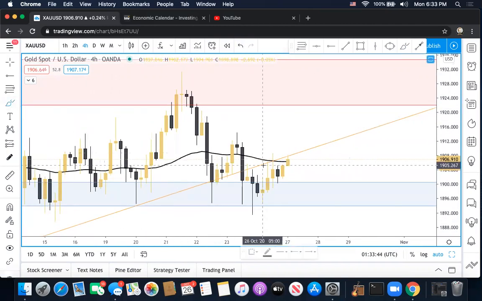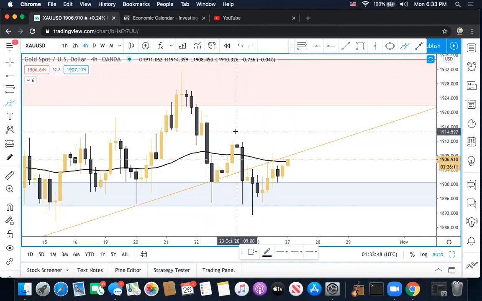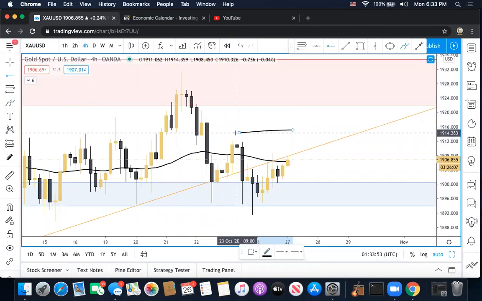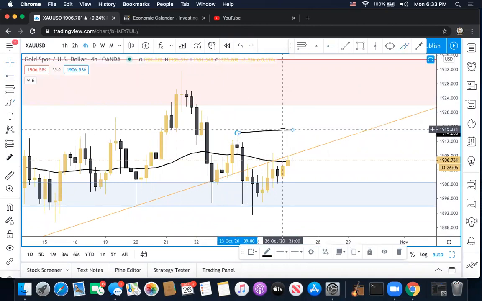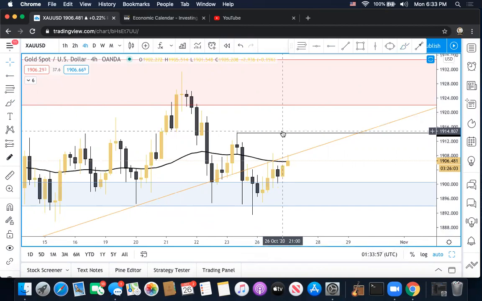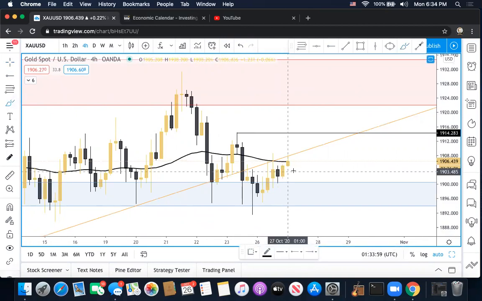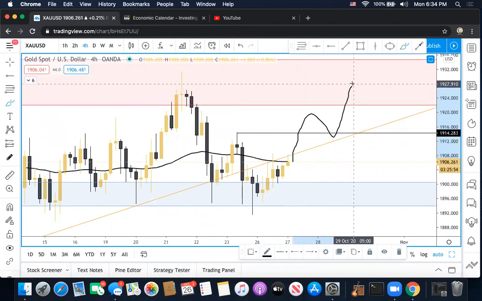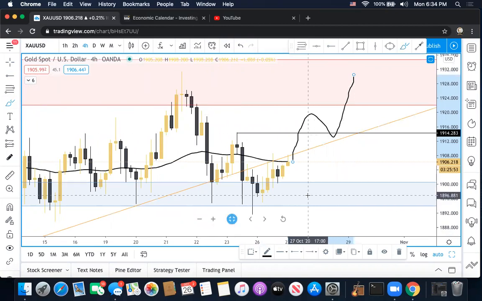All right, but now the only way I'll start looking for buys more so is if, let me see. So first, this trend line needs to get broken, but more importantly, the market needs to break above, hold, and then push up to the upside like that.